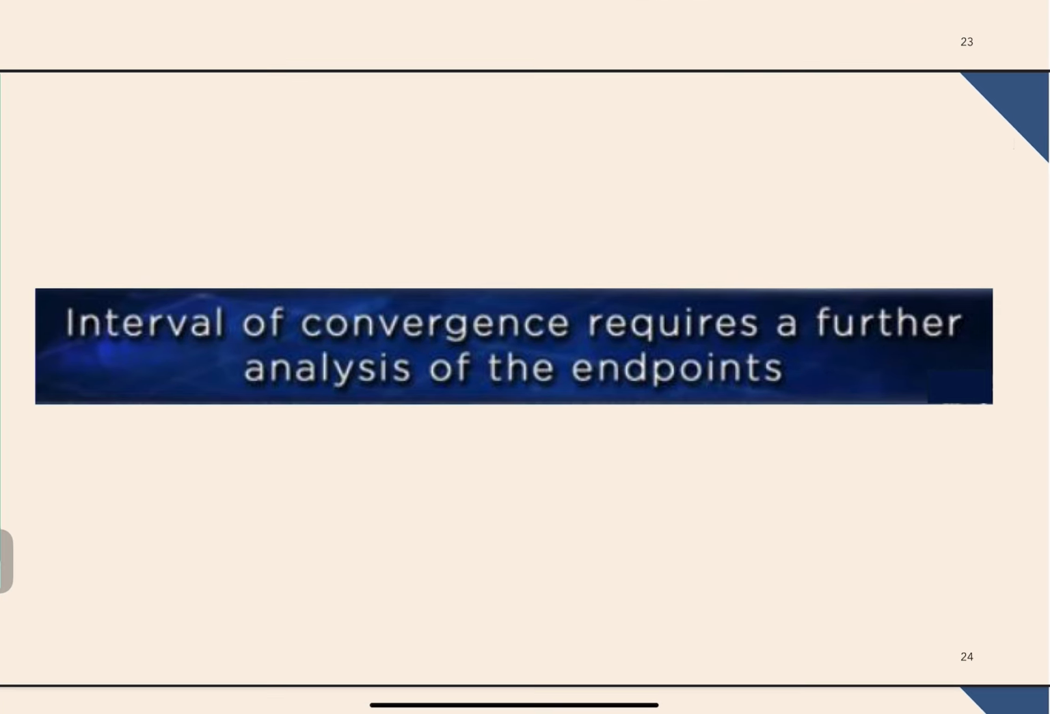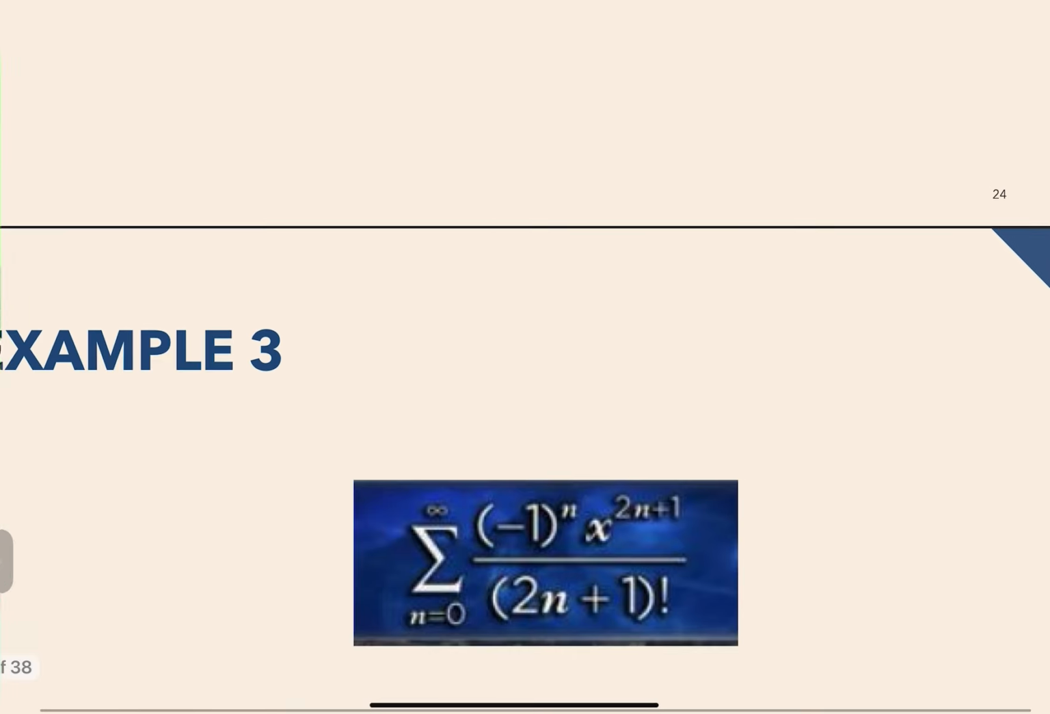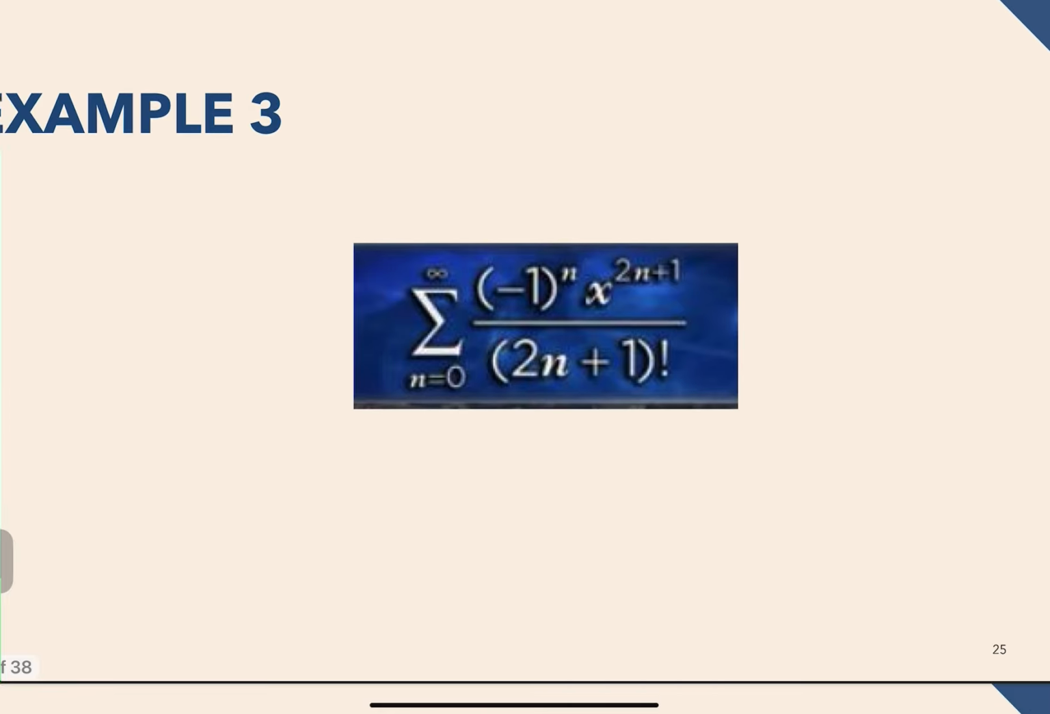And so clearly you can see that determining the radius of convergence is easier than determining the interval of convergence, because the interval requires further analysis at the endpoints, and it can turn out to be open, it could be closed, it could be half open, or whatever the possibilities are. So let's look at one more interesting example. Here is another example.